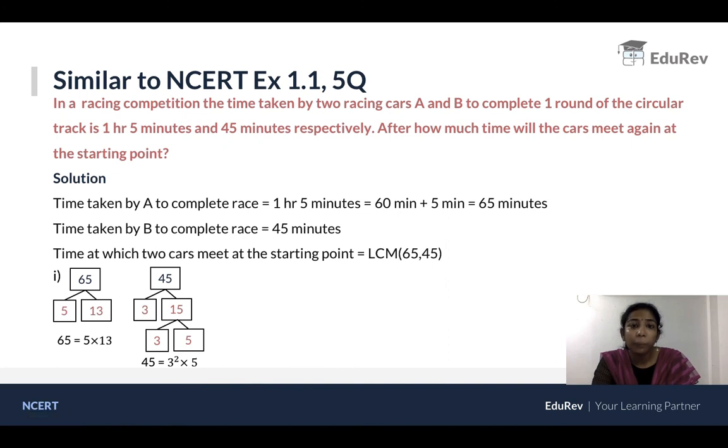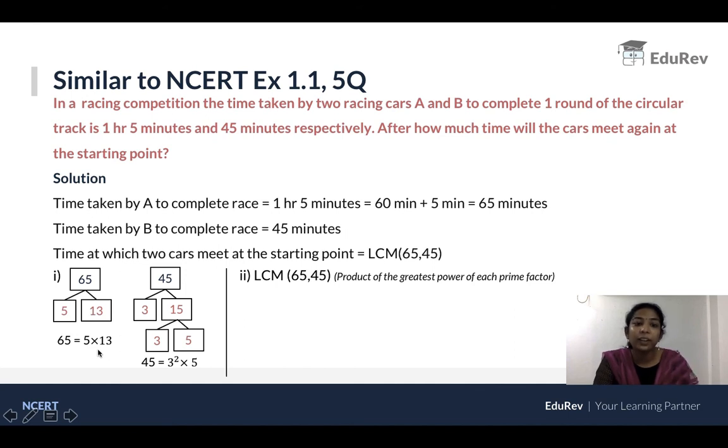Now you are supposed to find the LCM. What will be the LCM of 65 and 45? Simply the product of the greatest power of each prime factor. What are the prime factors involved? 5, 13 and 3. What is the greatest power of 3? 3 square. And what is the greatest power of 5 among both? 5. And what is the greatest power of 13? Simply 13. So it's 3 square into 5 into 13. What will be that value? Simply 9 into 65, that is 585.